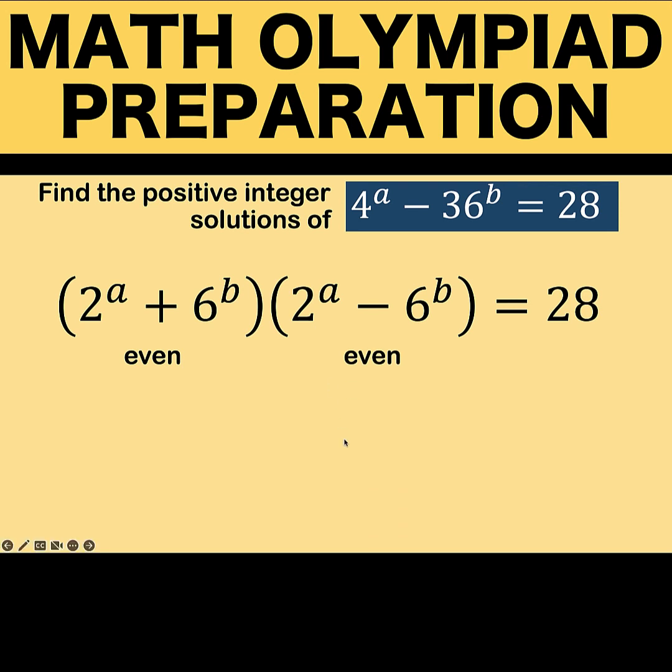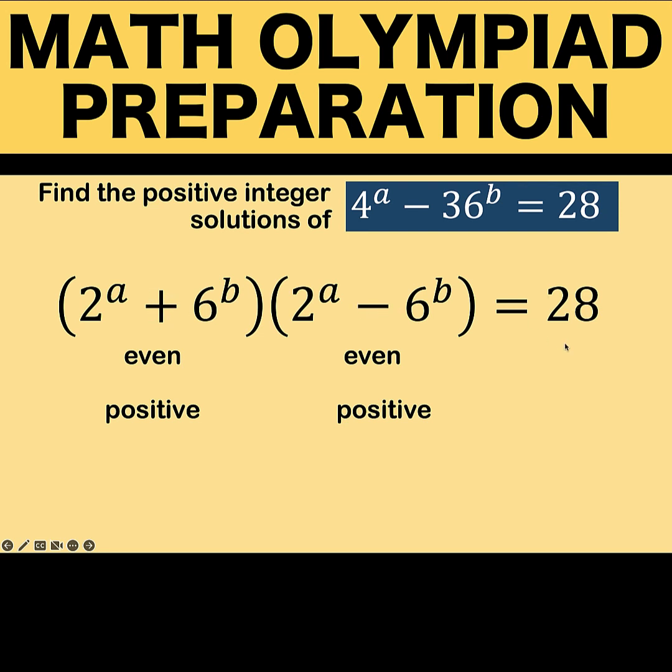Another thing that we observe here is a and b are positive integers, and we are adding 2 raised to that positive integer plus 6 raised to that positive integer. We know that the result of 2 raised to a plus 6 raised to b must be a positive number. And since 28 is positive, then this second factor must also be positive because positive times positive is equal to positive. We also note here that 2 raised to a plus 6 raised to b must be greater than the second factor because we have here addition and we have here subtraction.